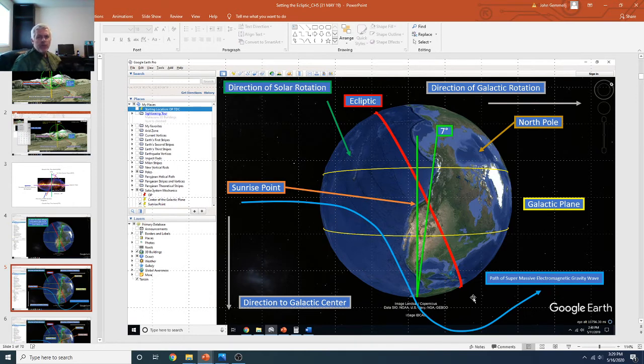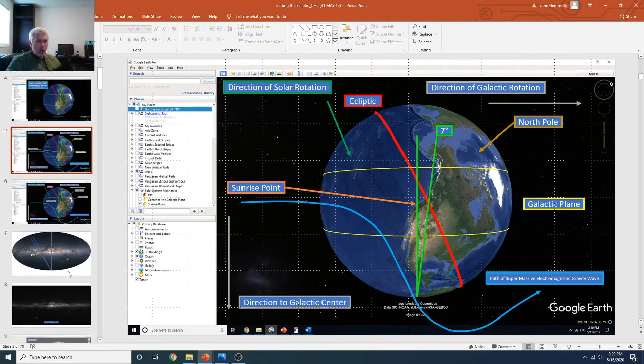SMEGAW, supermassive electromagnetic gravity wave from our galactic parent black hole, BH number 1, happens to strike the solar system as well as the Earth. And so it goes down, under, and sweeps out on the other side. All right. Ready. Now we're going to go down to the next one.